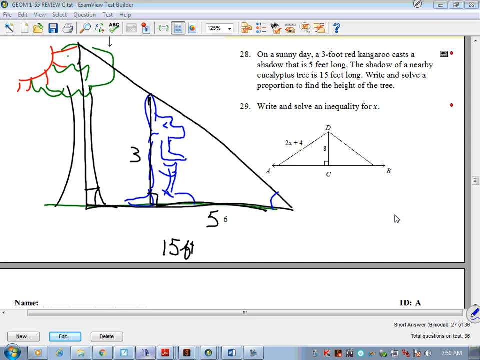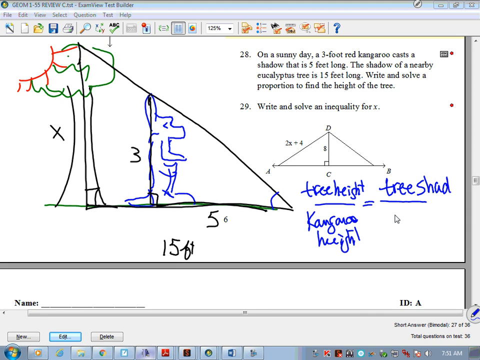So when we have the angle, we know that our triangles are similar, which means our side lengths are proportional. What we're going to try to solve is this guy right here. The first part of what they want is to actually have you write out in detail, write and solve a proportion. So what we might do is tree height over kangaroo height is going to be equal to tree shadow over kangaroo shadow.